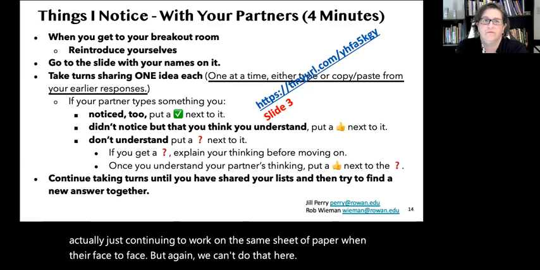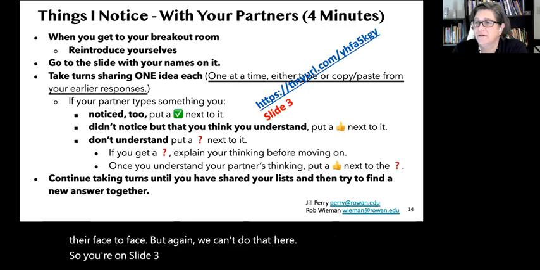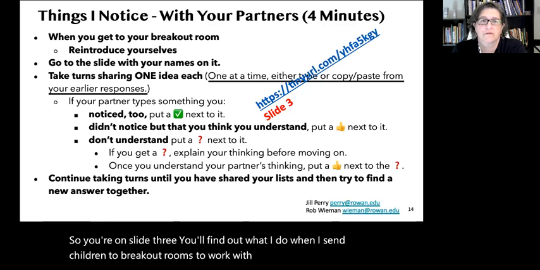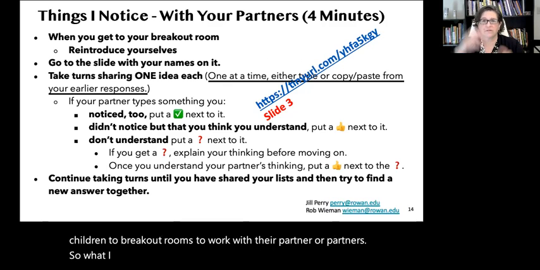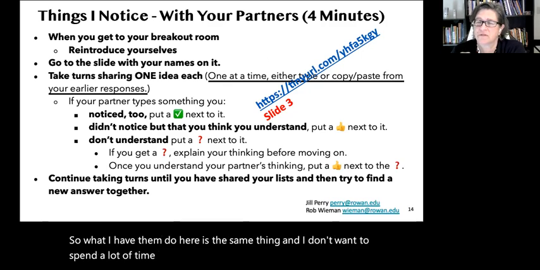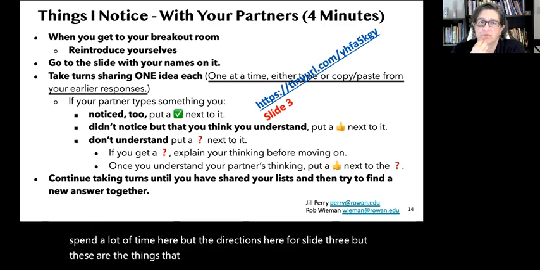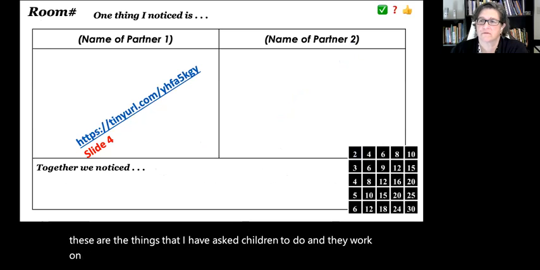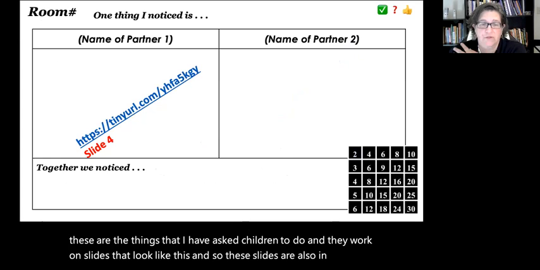So on slide 3, you'll find out what I do when I send children to breakout rooms to work with their partner or partners. What I have them do here is the same thing. I don't want to spend a lot of time here, but these are the directions for slide 3, the things that I have asked children to do. They work on slides that look like this, and these slides are also in the slideshow.